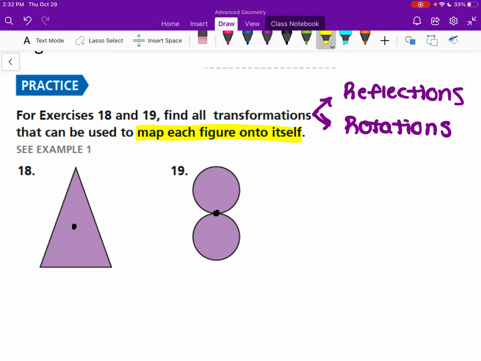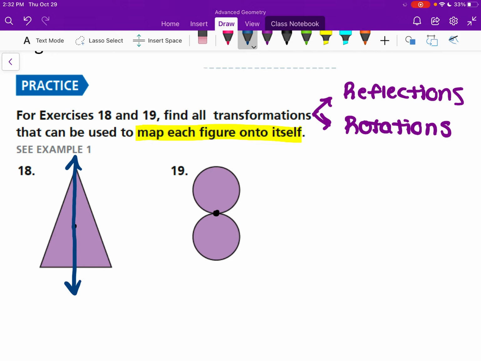So if we look at number 18, if I'm looking at this shape, I only see one thing we can do to it to transform it, but it still looks exactly the same. And that's a reflection across a vertical line through the center. So that would just be one thing, a reflection across a vertical line through center.